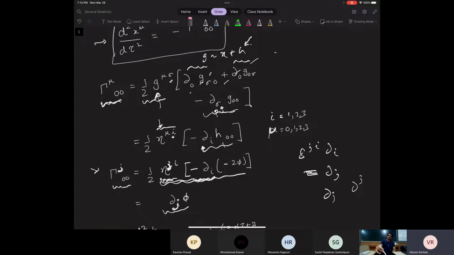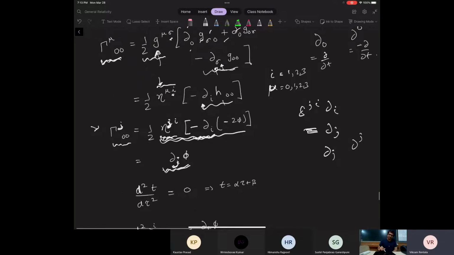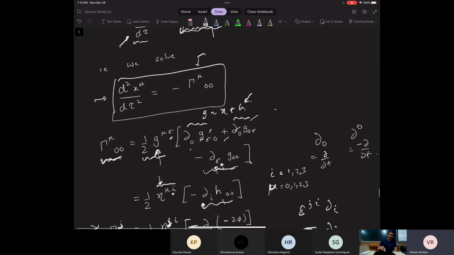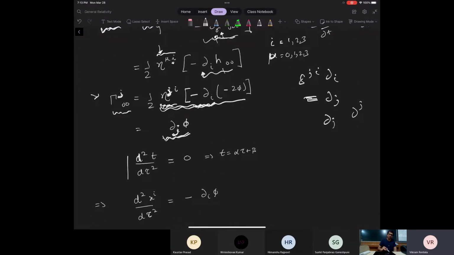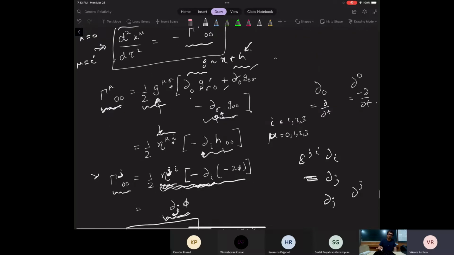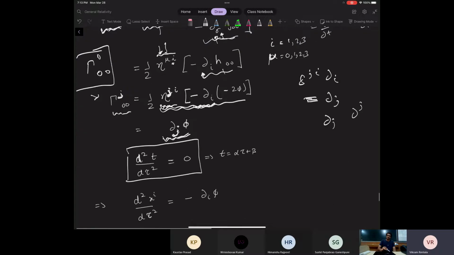With our metric convention, you should be careful because ∂^0 is not the same as ∂_0. This is plus ∂_t, this is minus ∂_t. So now we have ∂_j φ. Now we can plug into this equation. We have the components where μ is 0 and the components where μ is i. If we take the component where μ is 0, we get d²t/dτ² equal to 0, because we're now looking at Γ^0_00 and this is 0. By the fact that if I plug in μ here, η^0i will be 0. So the t equation is very simple.